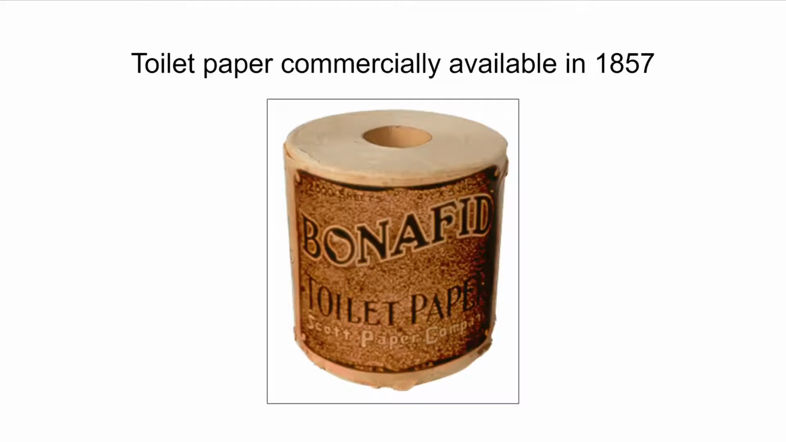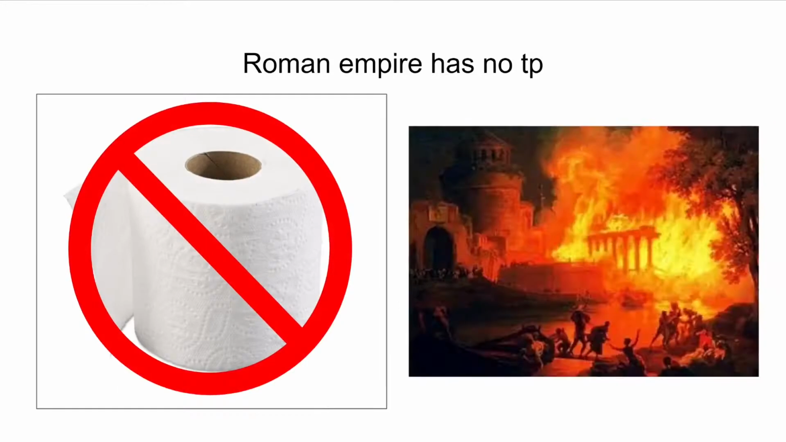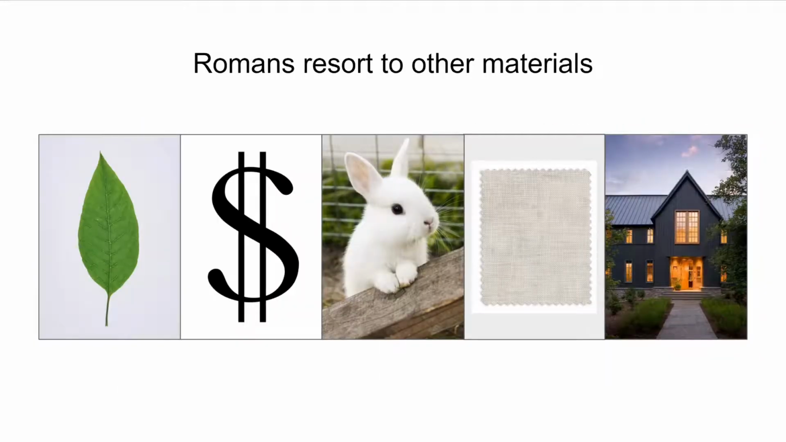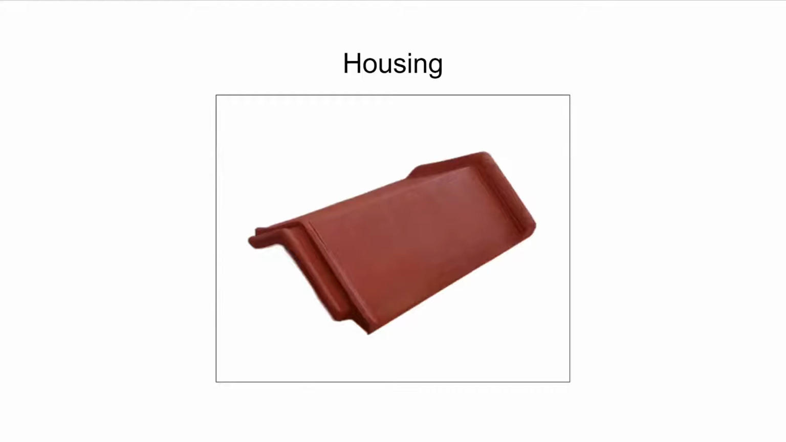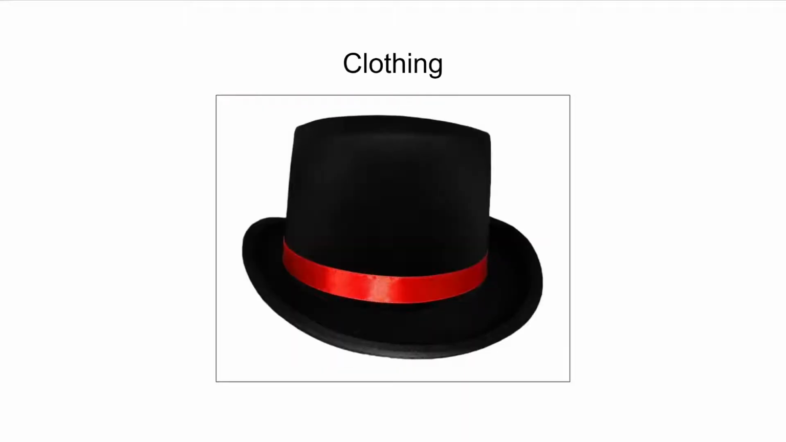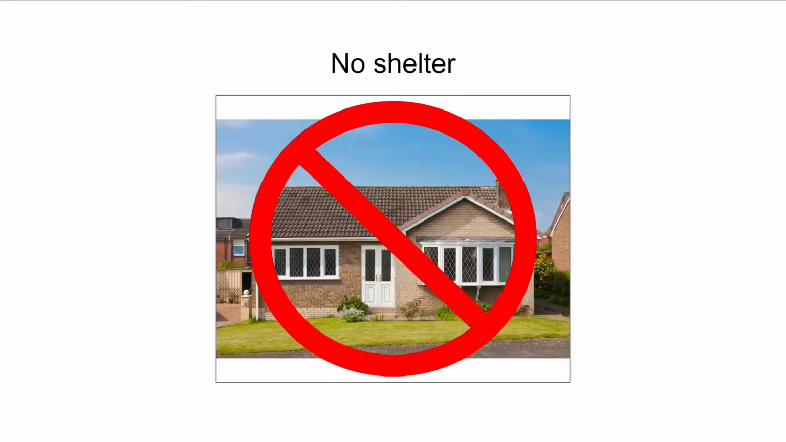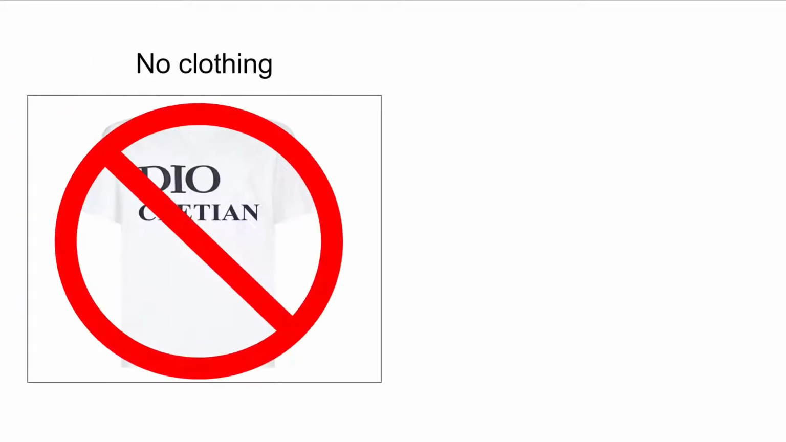Now because of this, the Roman Empire has no toilet paper as it fell in 1856. So, Romans resort to using other materials such as clothing, housing, leaves, slaves, and money. By using clothing, they eventually ran out. And by using parts of their houses, Romans ended up having no shelter. With no clothes and no houses, they shivered to death.